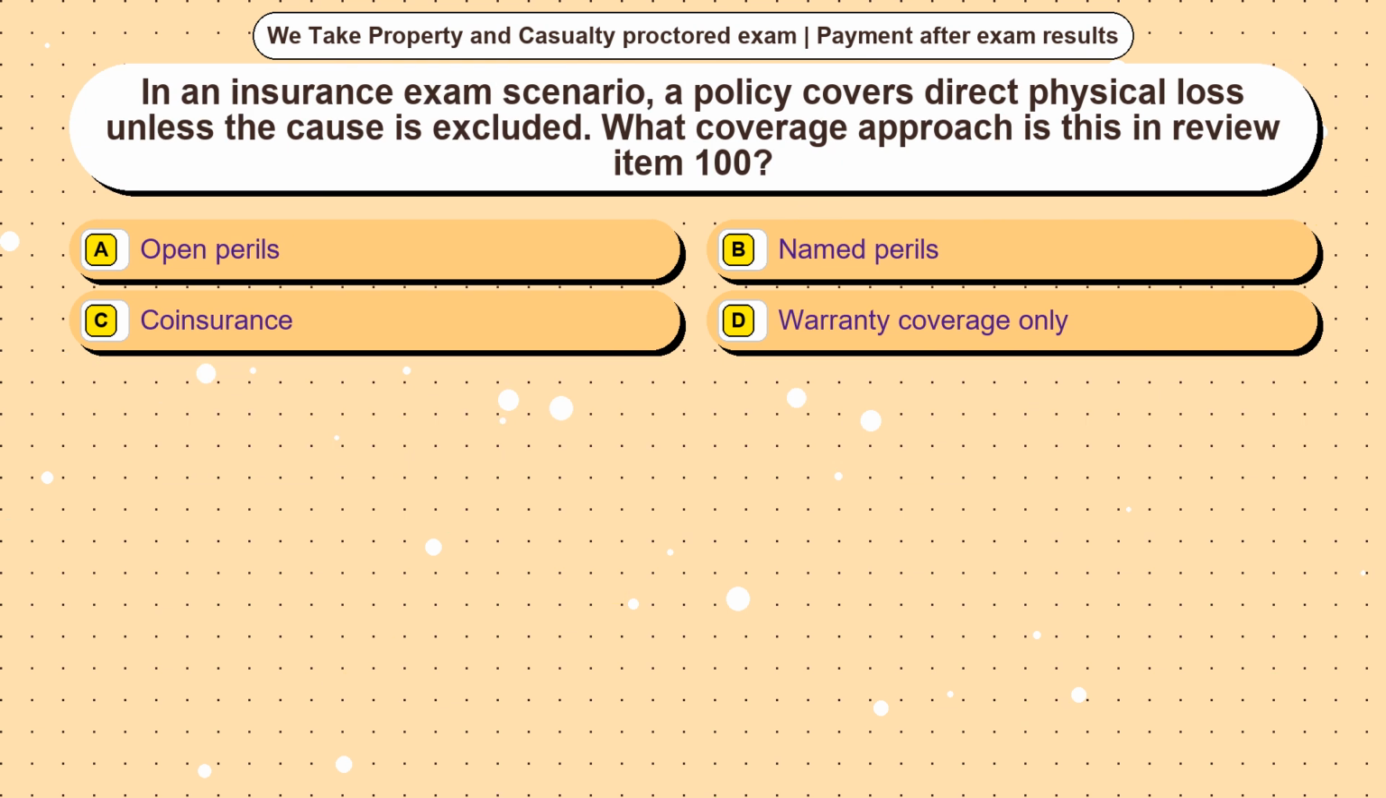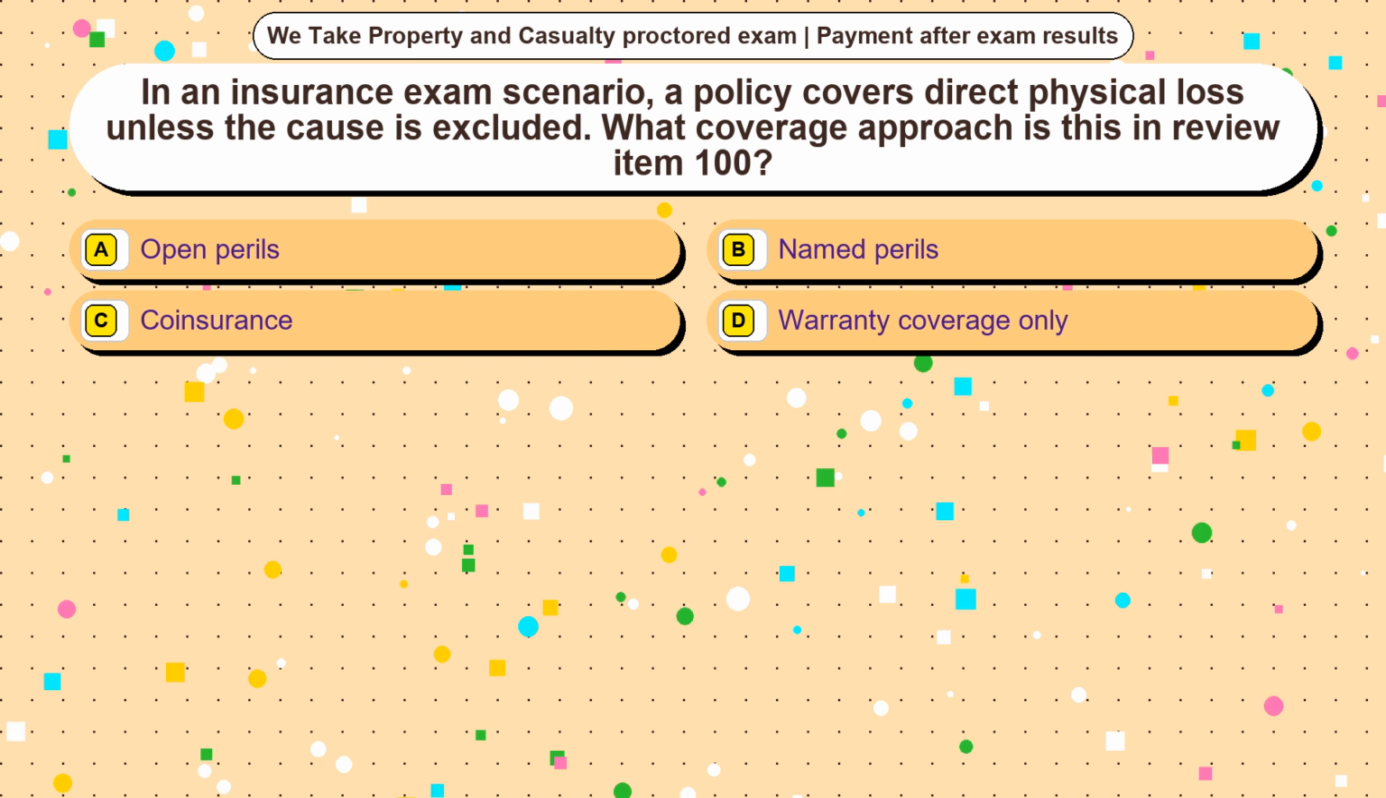Question 4. In an insurance exam scenario, a policy covers direct physical loss unless the cause is excluded. What coverage approach is this in review item 100? Option A. Open perils. Option B. Named perils. Option C. Coinsurance. Option D. Warranty coverage only.